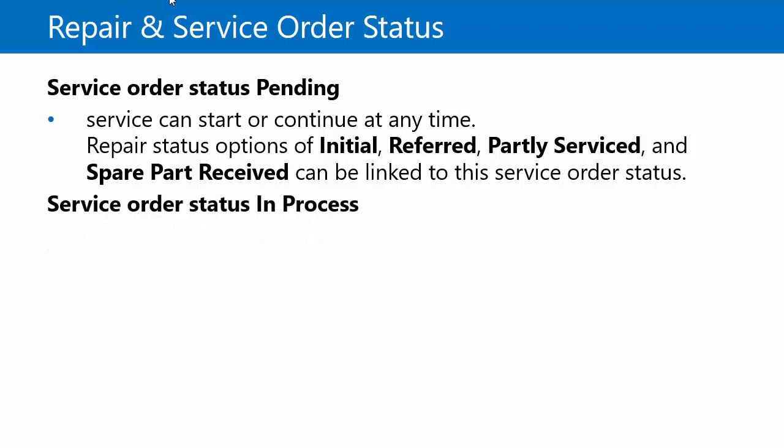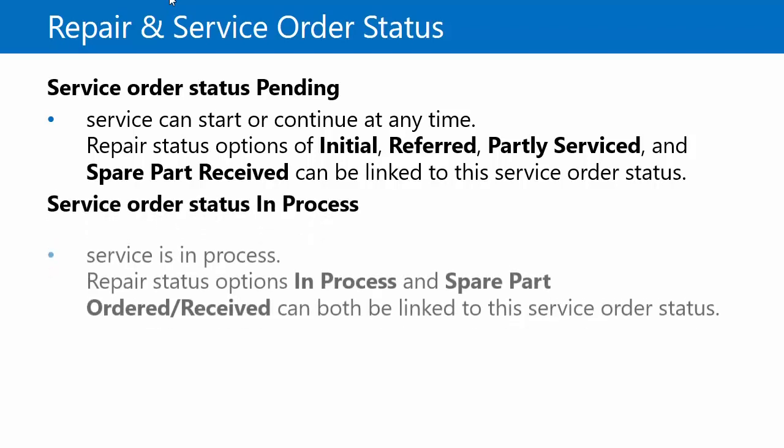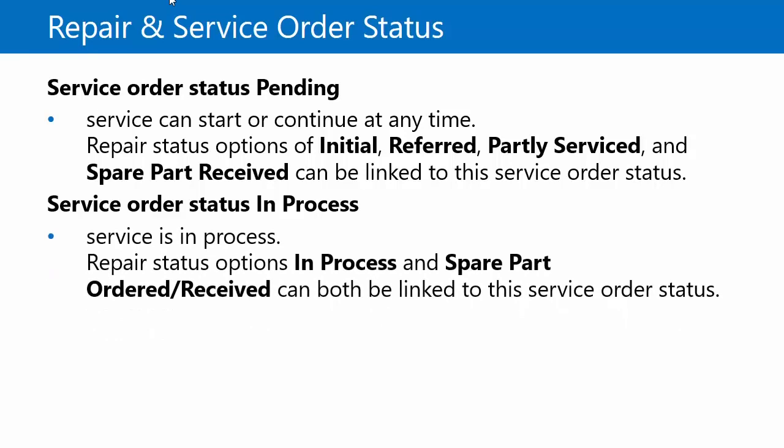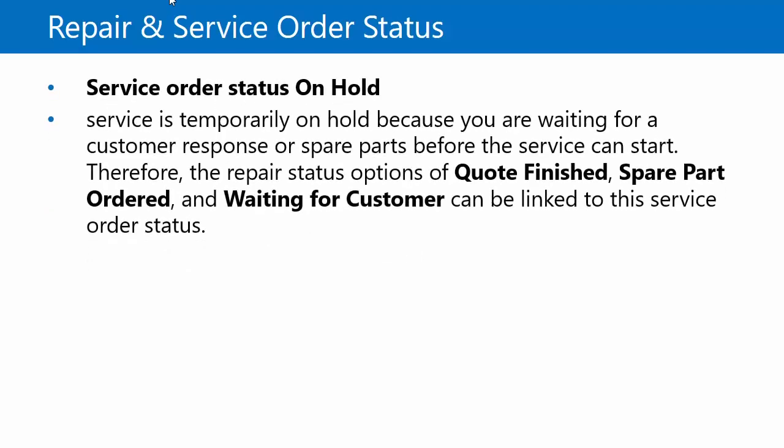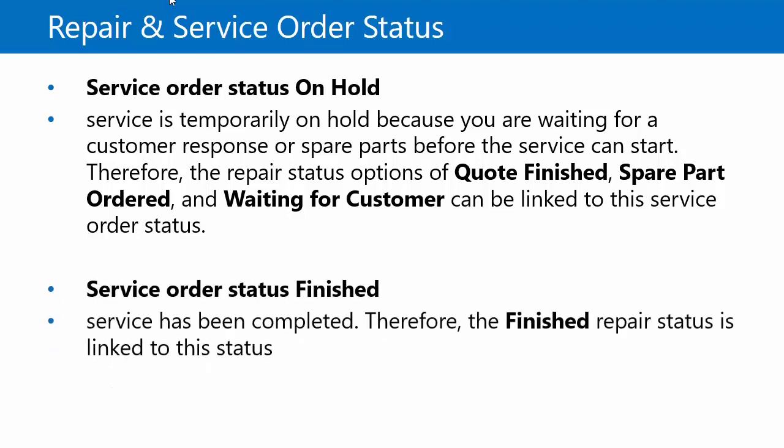A service order status code of in process means that the service is continuing, people are working on it, and you can link that with repair status codes of in process and spare part ordered or received. We also had the service order status code of on hold, which links with repair status codes of quote finished, spare part ordered and waiting for customer. And then finally we had a service order status finished, which links with repair status codes of finished.